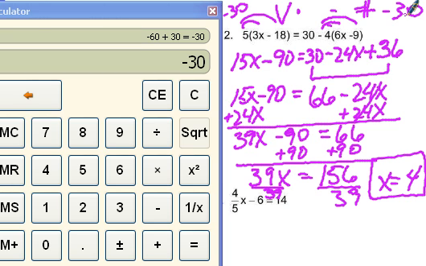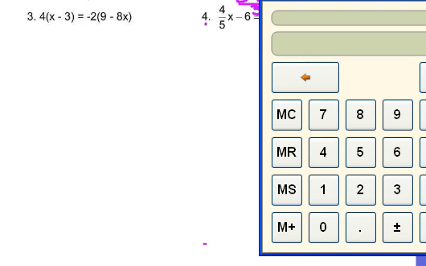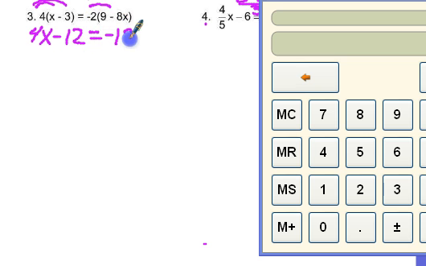All right, let's try it again. I'm going a little faster this time. We have parentheses. Nothing inside the parentheses will combine, so I'm going to distribute by 4. 4 times x is 4x. 4 times negative 3 would be negative 12 equals negative 2 times 9 would be negative 18. Negative 2 times negative 8x is plus 16x. Be careful, it's negative times a negative, positive.